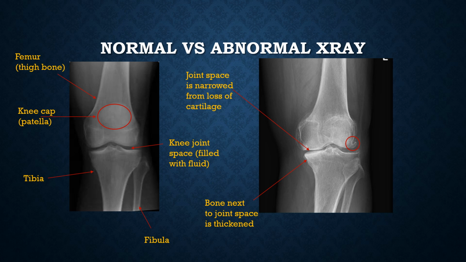There's also this little hook of bone on the side here. This is known as a bone spur. Doctors call bone spurs osteophytes. It's an abnormal growth of bone that sticks off to the side, usually when osteoarthritis is present.